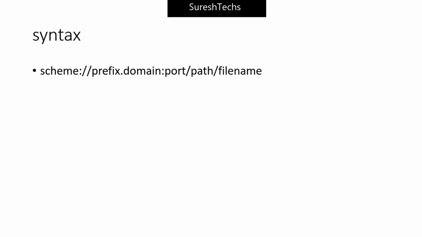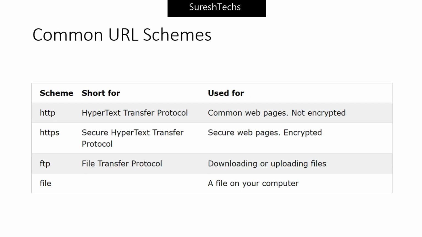There are some common URL schemes available. As I said earlier about the scheme, it can be either HTTP or HTTPS. HTTP is common for web pages which are not encrypted, whereas HTTPS is the secured hypertext transfer protocol, which is encrypted and provides secured web pages. This is very useful when you provide security to your web page.